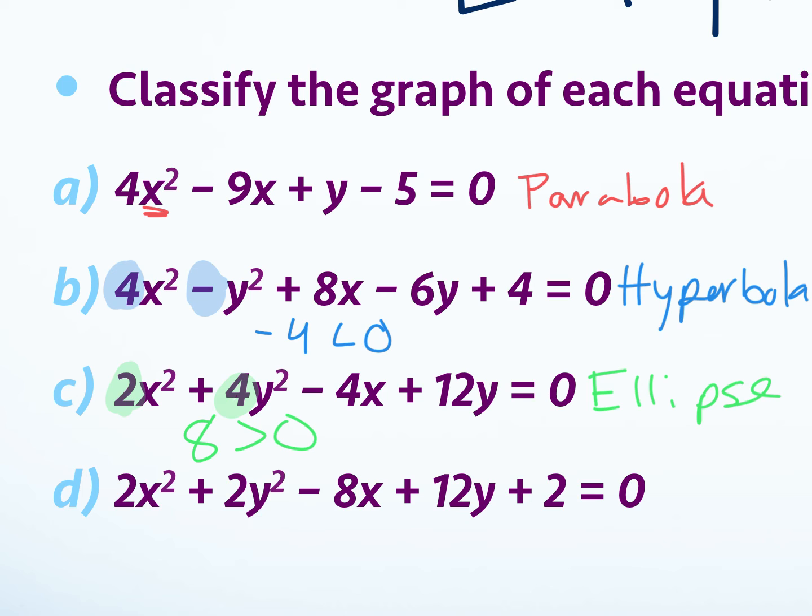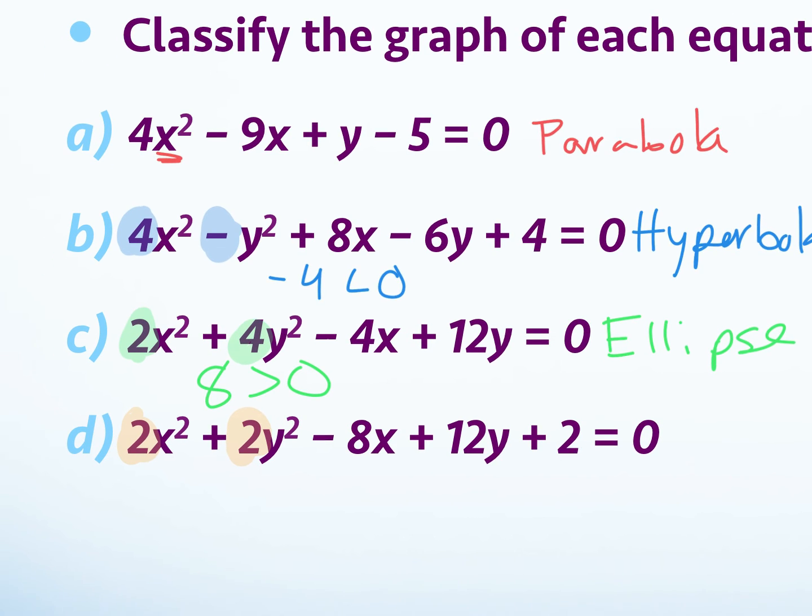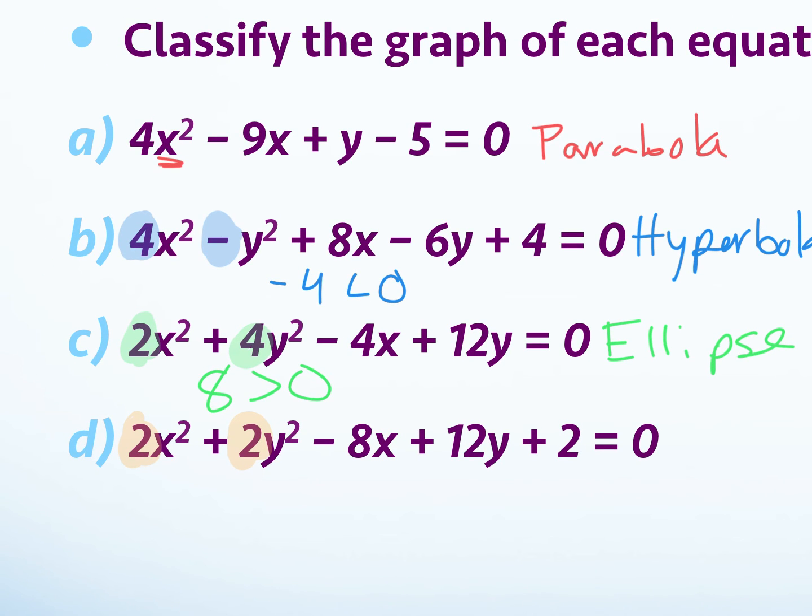And then for D, what's our A? 2. What is our C? 2. So A and C are equal, so what does that mean? It's a circle. So when A and C are the same thing, 2 is equal to 2, it is a circle.